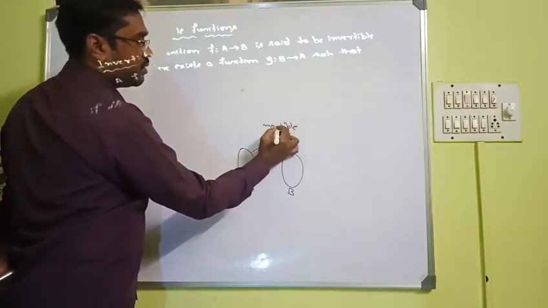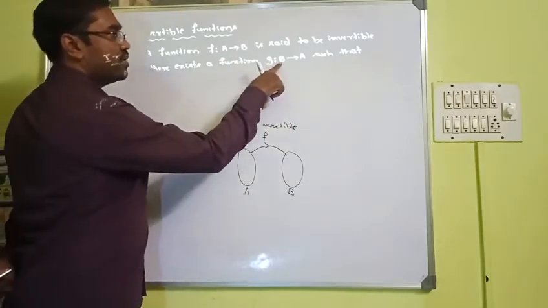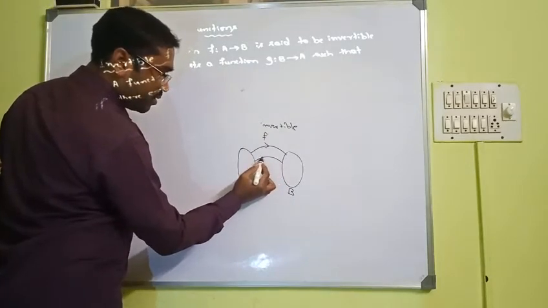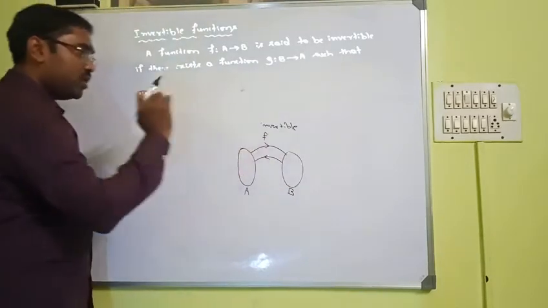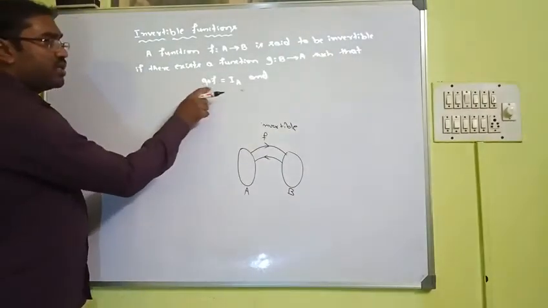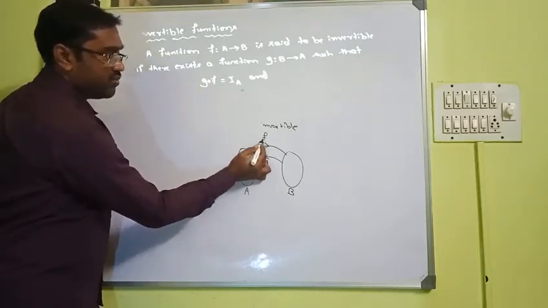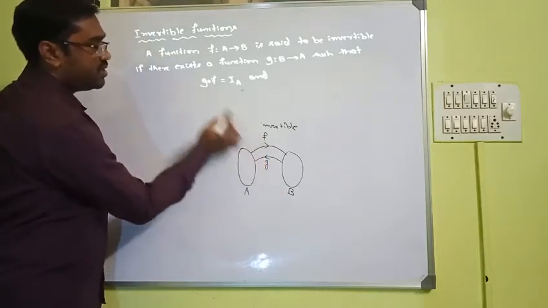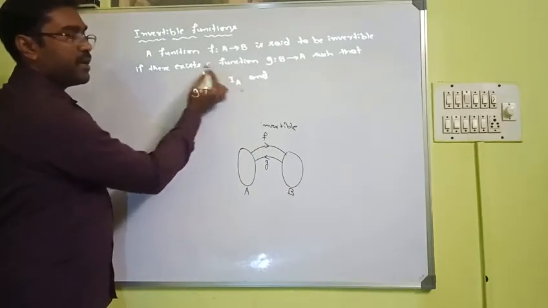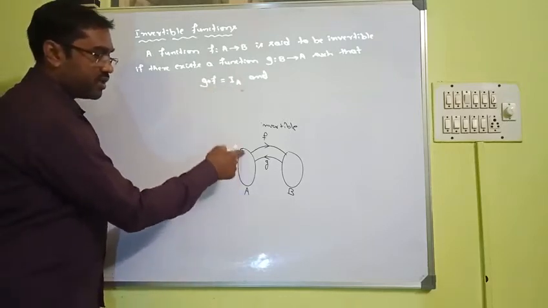Invertible. A function f from A to B is invertible if there exists a function g from B to A such that if you take the composition g composition f, you should get the identity function on A. Why the identity function on A?